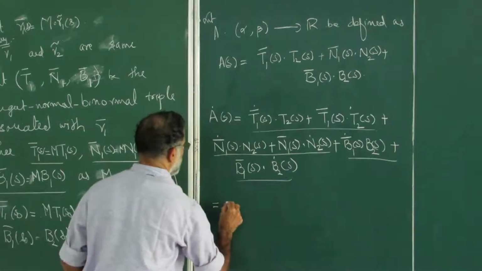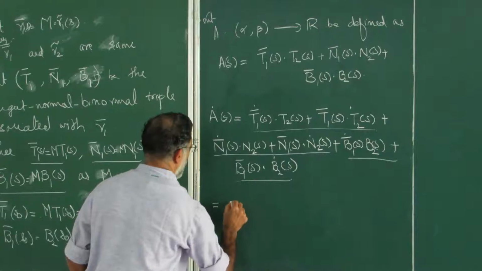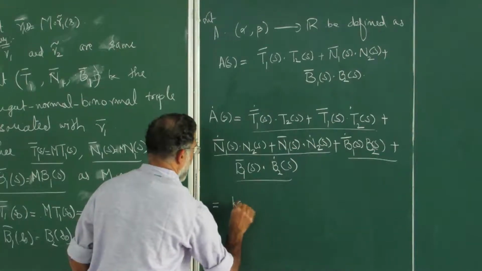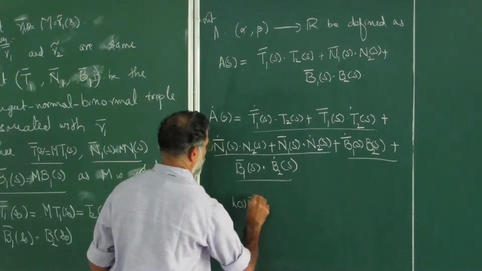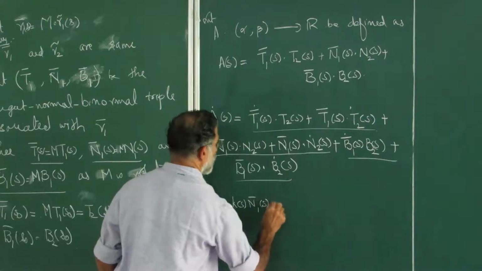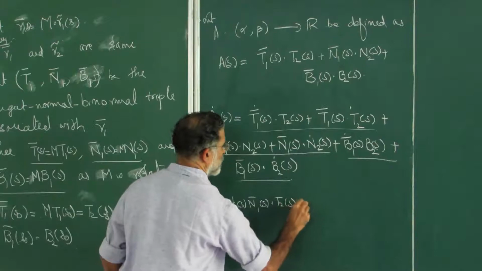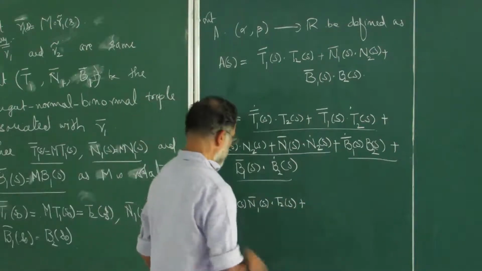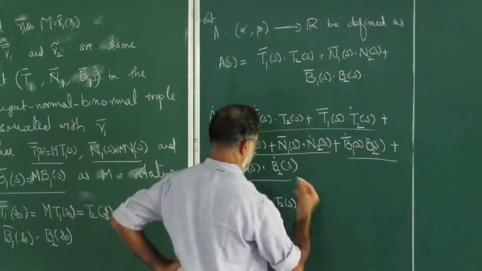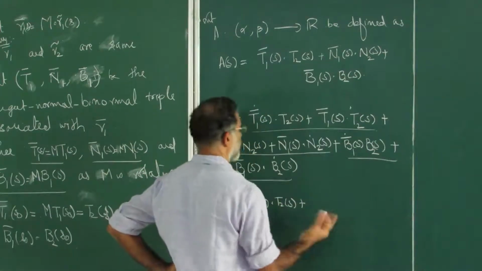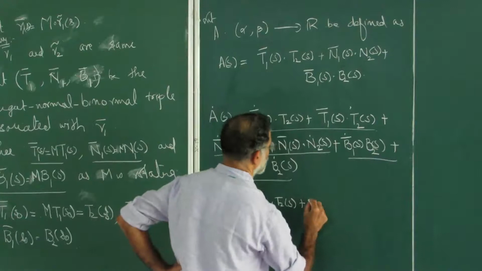So let us apply. T1 bar dot is equal to K s N1 bar s dot T2 s plus, this is bookkeeping, you have to write carefully and cancel whatever you get. We are going to cancel everything and then you get 0. So let us do that.